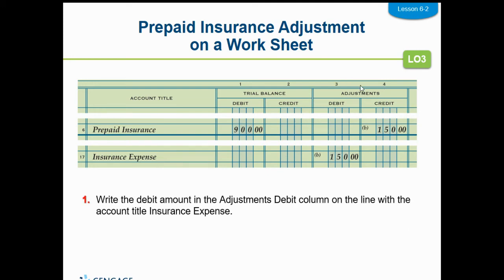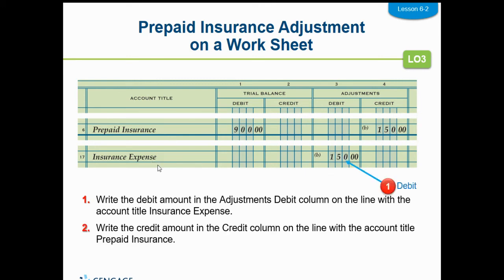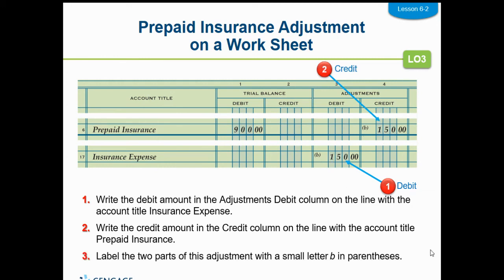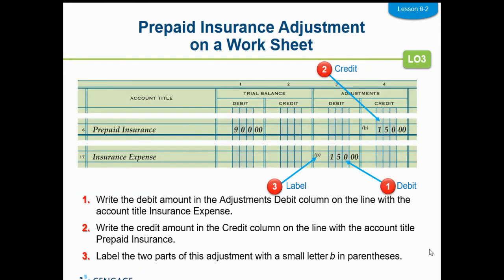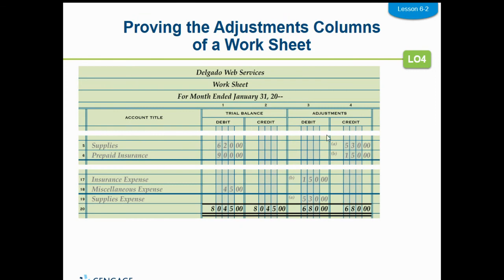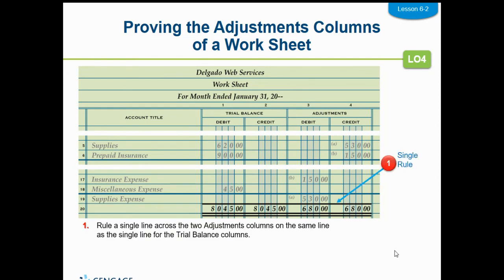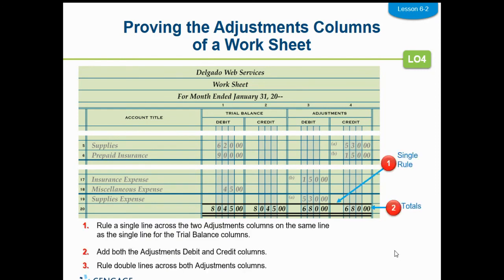Again, you go back to your adjustment columns on your worksheet. You do your credit of $150 in prepaid insurance and your debit of $150 for insurance expense. You label those with the little B's in parentheses, because that tells us when we do our transactions that those two go together. Then, just like with your trial balance, you add those two columns up. Since there are only two amounts, it should be easy to see if they balance. Then you extend your double lines over to show that those columns are equal. That's really all there is to doing the adjustments on the worksheet.